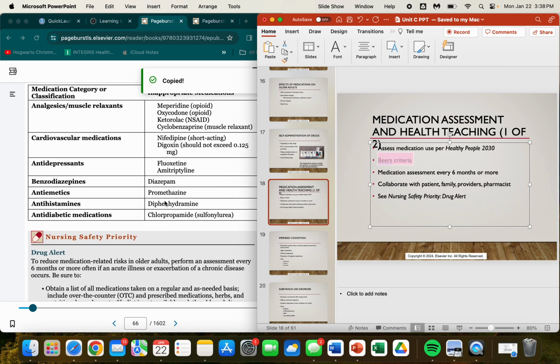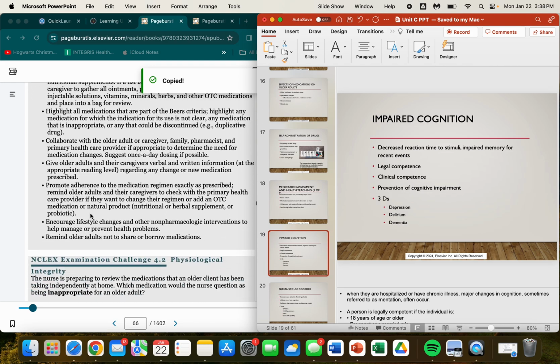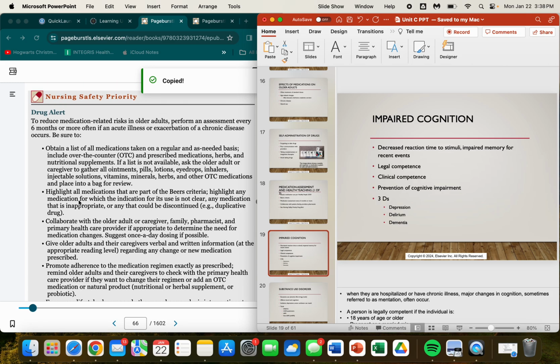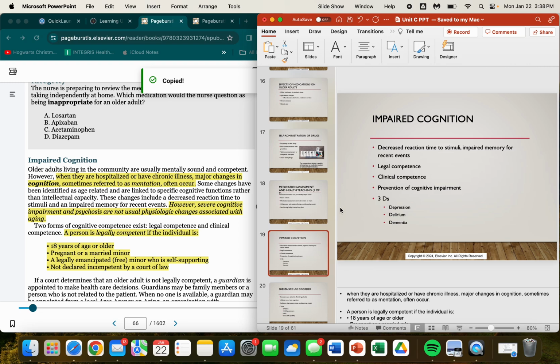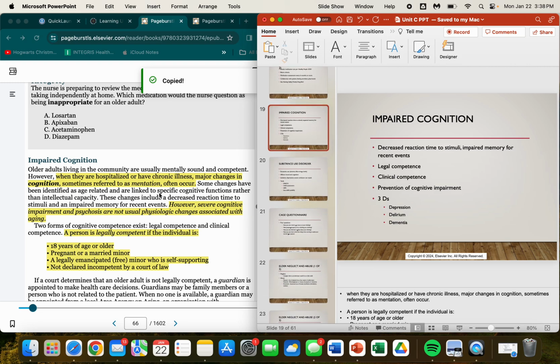Okay, let's talk a little bit about... Your book goes through some different things like drug alerts, nursing safety priorities, and some NCLEX questions. Impaired cognition. This is another factor that affects older adults. Older adults living in the community are usually sound, right? But when they're hospitalized or have a chronic problem, some changes in cognition can possibly occur, or their mentation. Those are interchangeable.